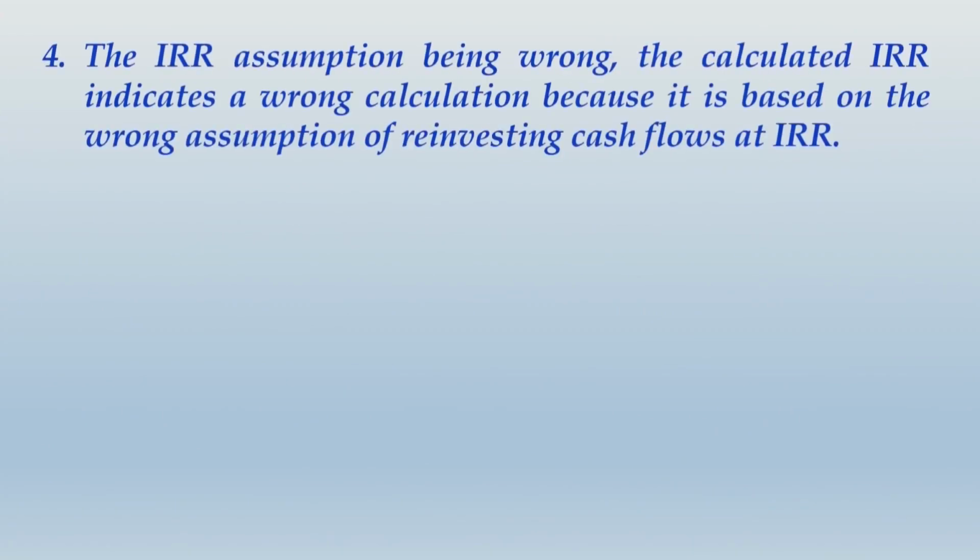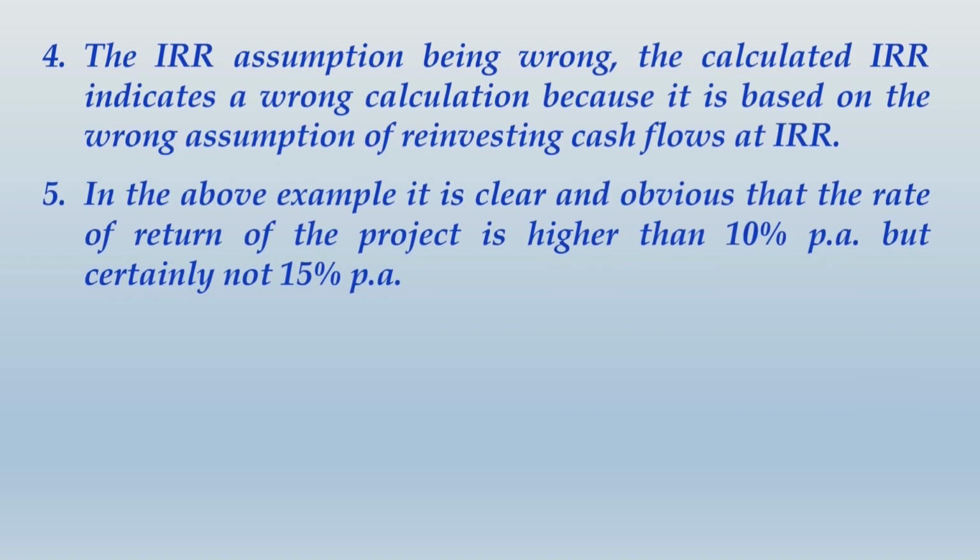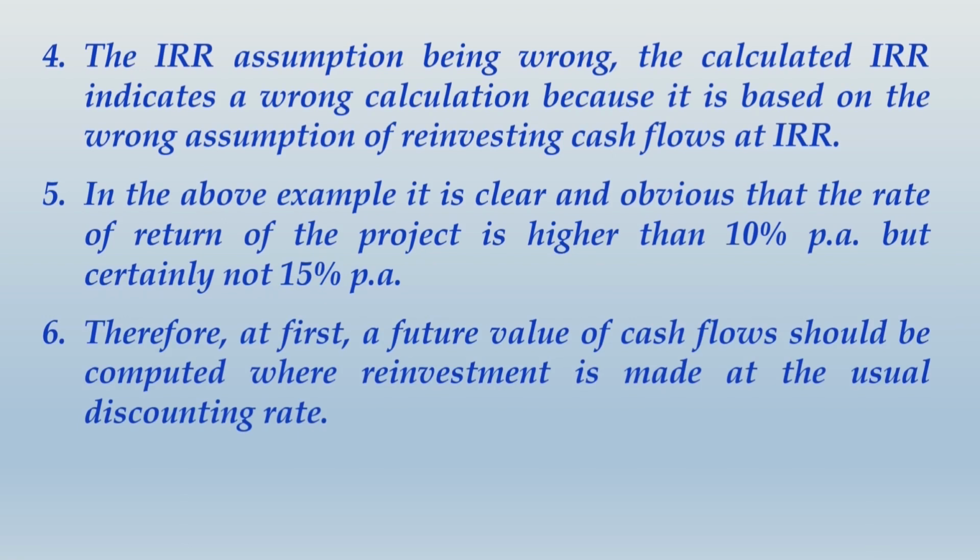Let us move ahead and continue writing further. The IRR assumption being wrong, the calculated IRR indicates a wrong calculation because it is based on the wrong assumption of reinvesting cash flows at IRR. In the above example, it is clear and obvious that the rate of return of the project is higher than 10% per annum, but certainly not 15% per annum. Therefore, at first, a future value of cash flows should be computed where reinvestment is made at the usual discounting rate.